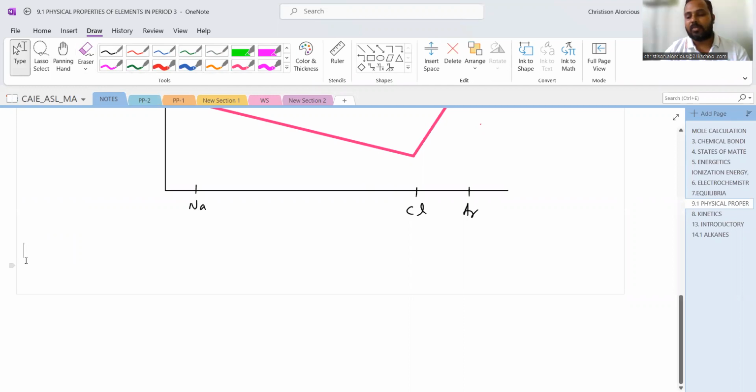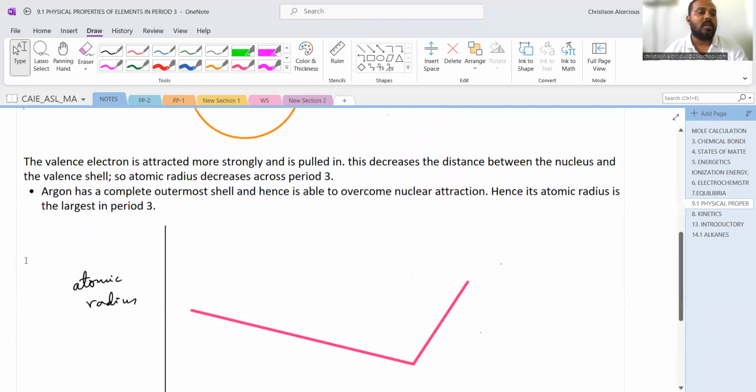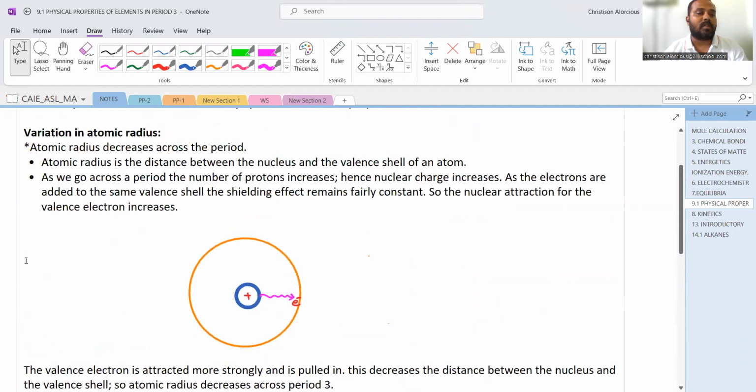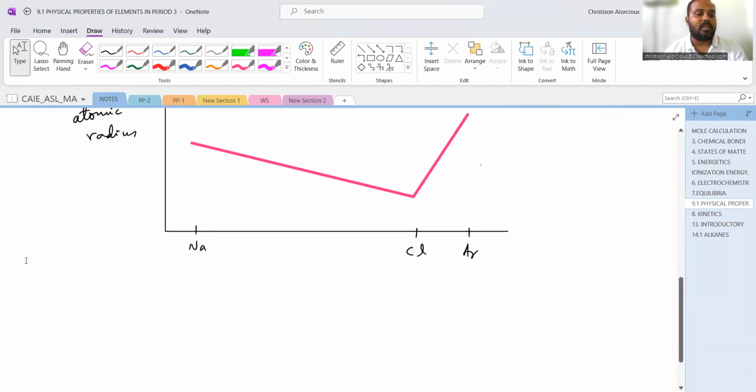So we've already seen the variation in atomic radius, and we've seen that generally speaking, atomic radius does decrease across the period, though argon seems to escape the trend, and we've seen in the laboratory why that is so. Continuing with that, the second physical property that we're going to talk about is the variation in ionic radius. Now the variation in ionic radius follows the same reasons as the variation in atomic radius, but the data looks slightly different.